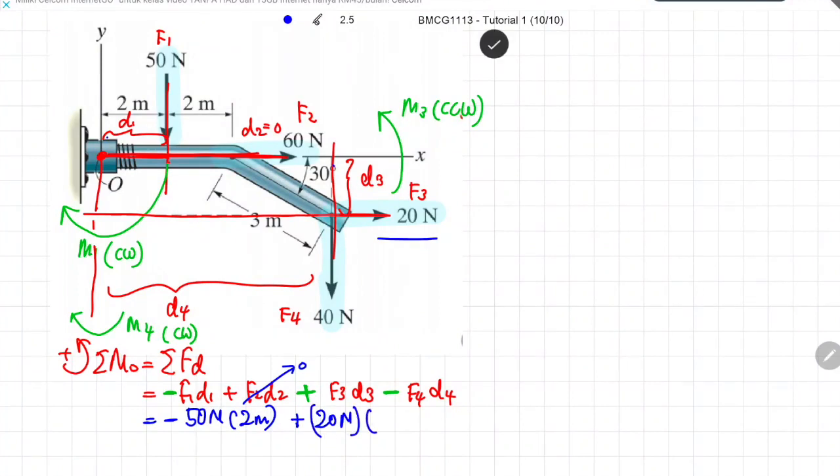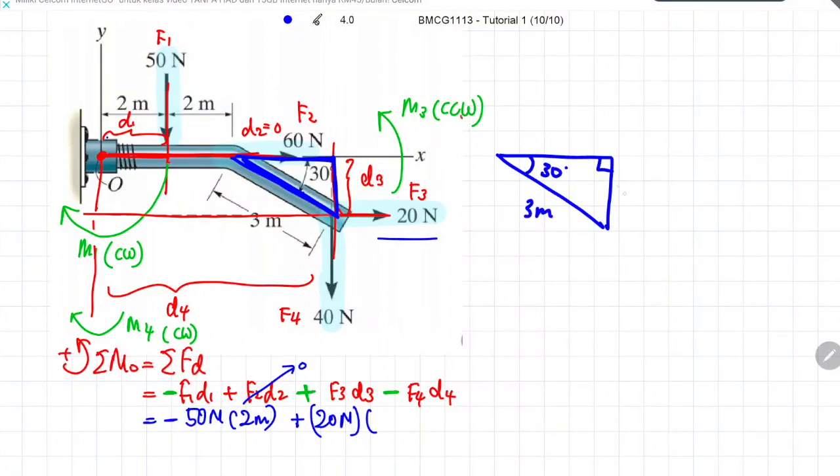Okay, so if I were to take out this particular section over here, you can look, this is actually a trigonometric triangle. So I just take it out. This angle over here would be 30 degree. This length would be 3 meter. And this is your D3. And you can simply calculate it using the trigonometric relationship of 3 multiplied with sine 30. So your D3 over here would be 3 sine 30.